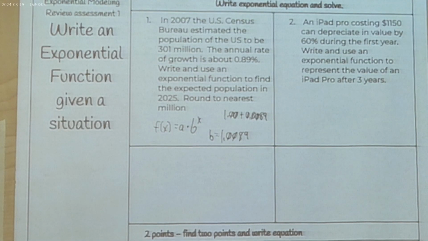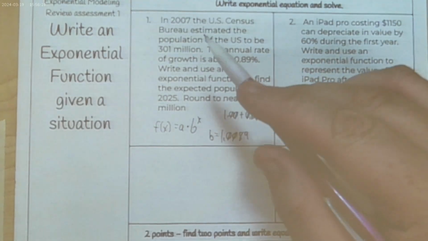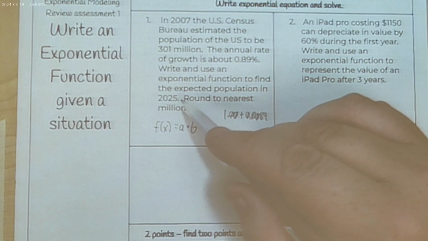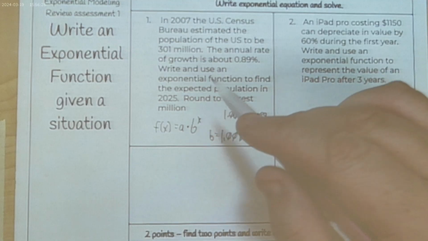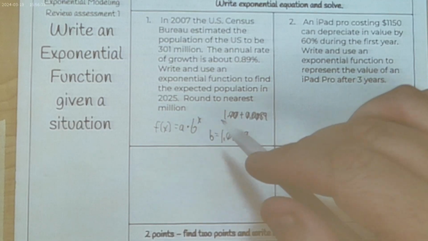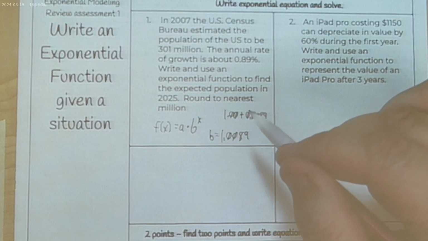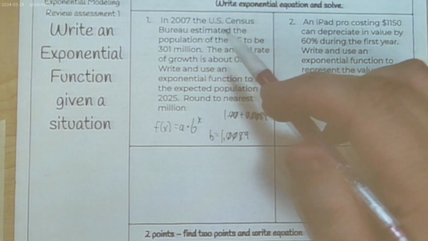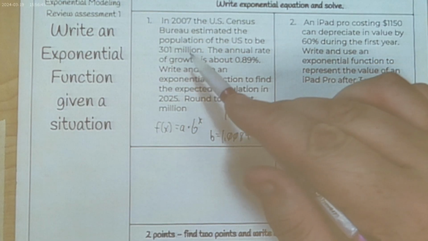The good news is, just like I've always explained, and I'm not sure if folks have picked up on it, but whenever you're dealing with time, that is always going to be your X value. So we know that in 2007, that's a measurement of a year, and then 2025, that's also a measurement of a year. So the way that we want to do this is, if we're going to set up an exponential equation, we have to know a couple of different things. We have to know what the y-intercept is, and so we have to know what the A value is. Well, in 2007, we know that it's 301 million.